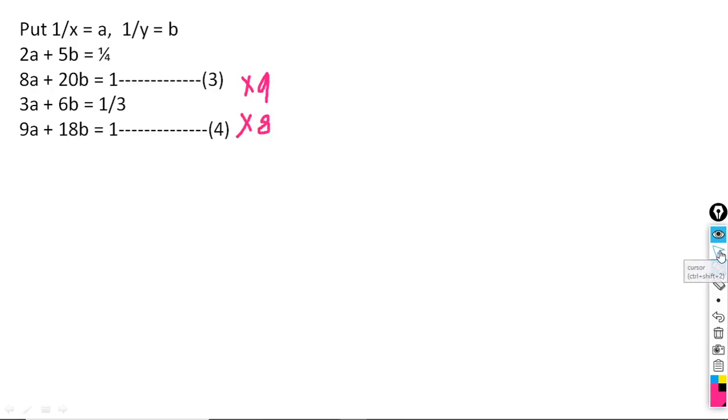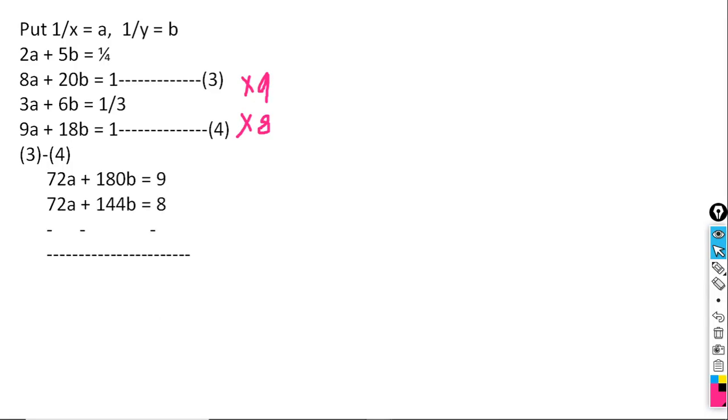Now after solving this equation, we get 72a plus 180b is equals to 9. 72a plus 144b is equals to 8. By doing subtraction, this 72a cancelled, and we would find the value of b from here. After doing subtraction, you get 36b is equals to 1, b is equals to 1 by 36.